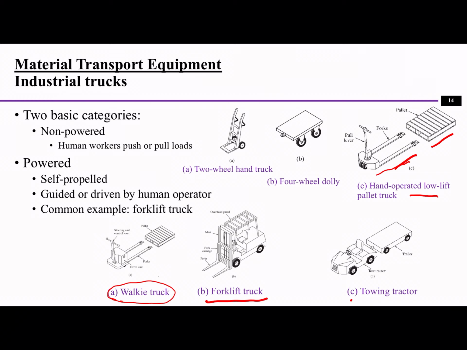Another one would be the towing tractor. The towing tractor means it has a tow tractor at the beginning, more like a train, and then a trailer. Sometimes it can actually load several trailers together, right? More like a train.